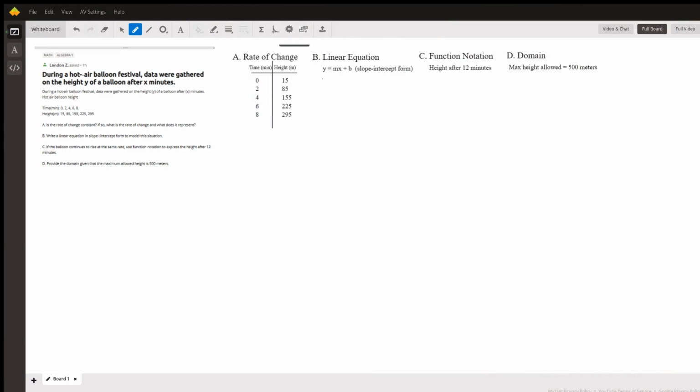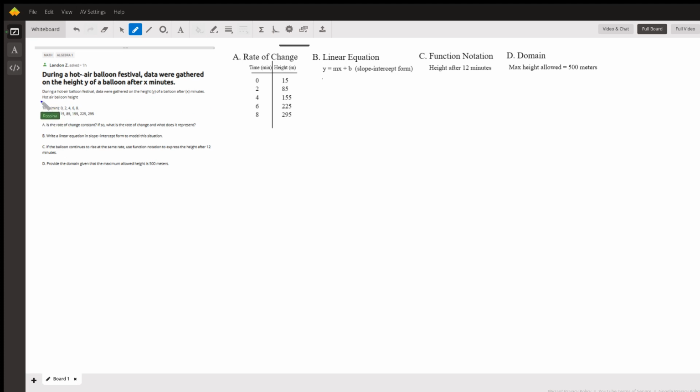Hello, my math friends. Here we have a question from Landon talking about hot air balloons and linear equations. Let's get right into each part of this problem and make sure that it makes sense to you.